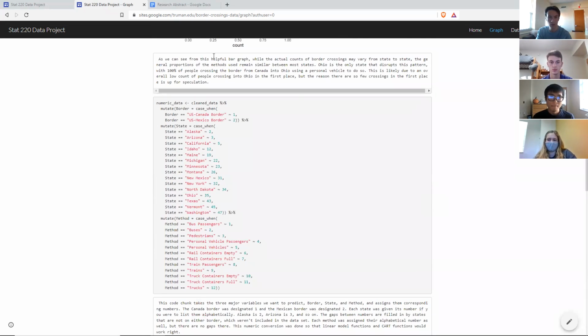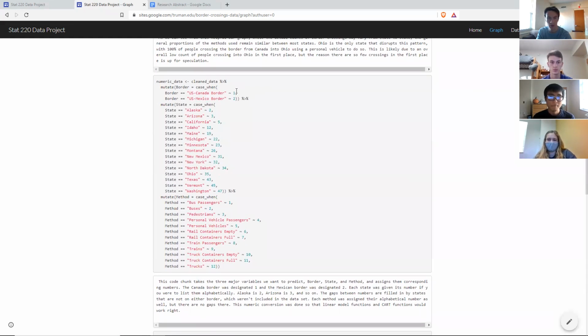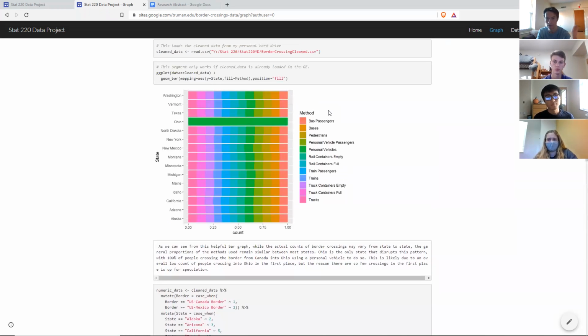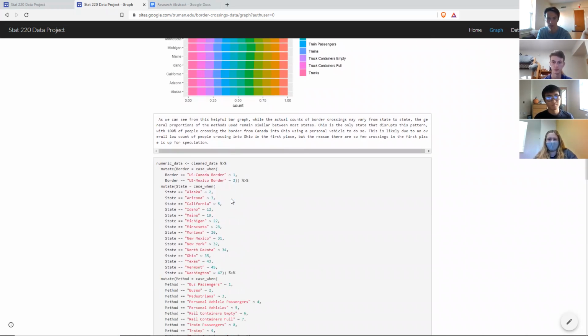So this code chunk takes our borders and assigns a value of 1 if it's the Canadian border, and a value of 2 if it's the Mexican border. Then we did the same thing with the states. We gave them their numbers. If you were to put them in alphabetical order, there are gaps in the numbers because not every state is a border state, so only the border states were included. And with the methods, again, we did the same thing. We just went in alphabetical order based off of the listings here on our bar graph.